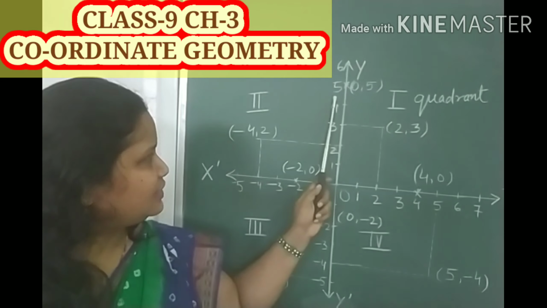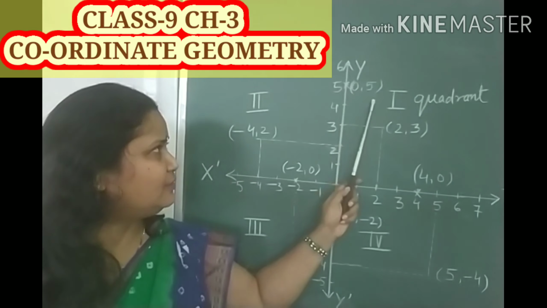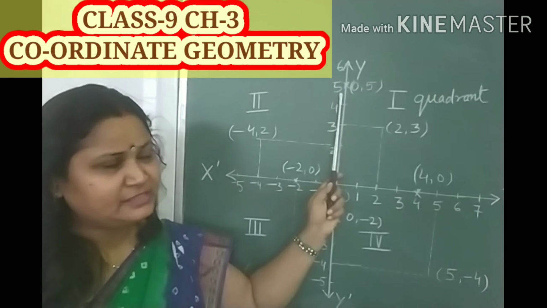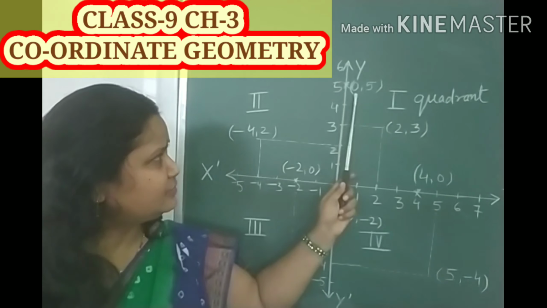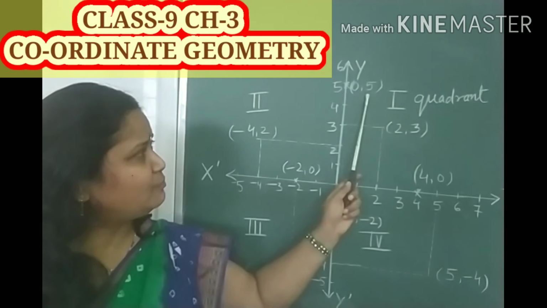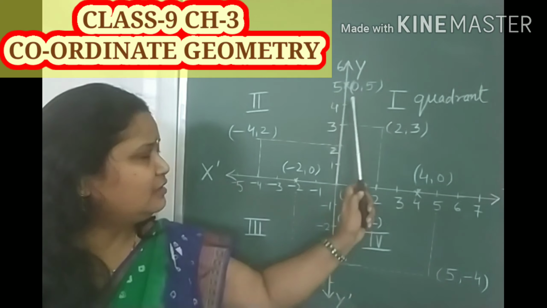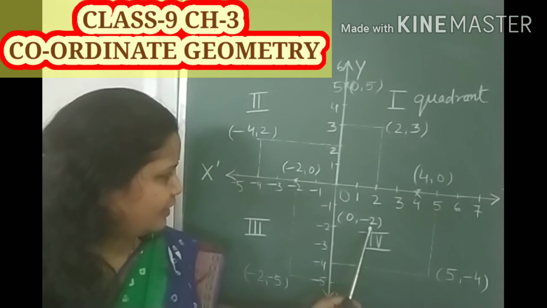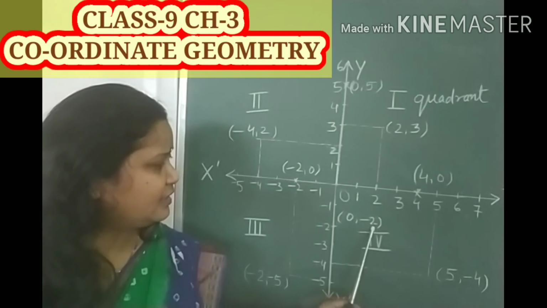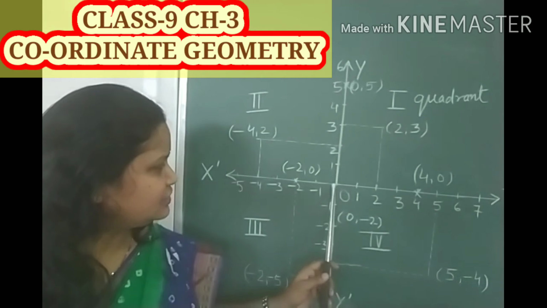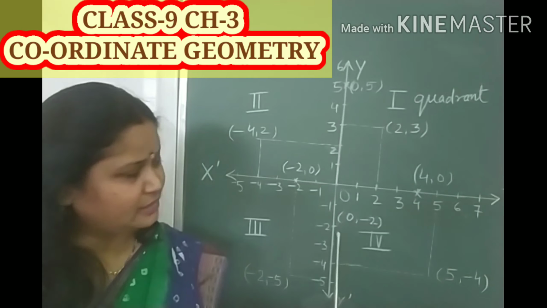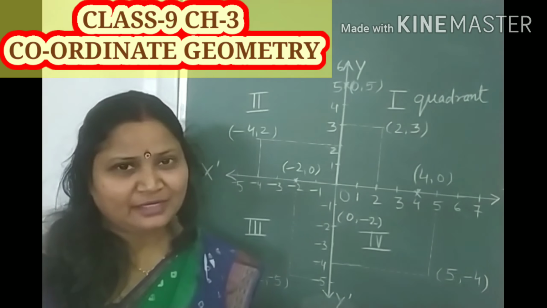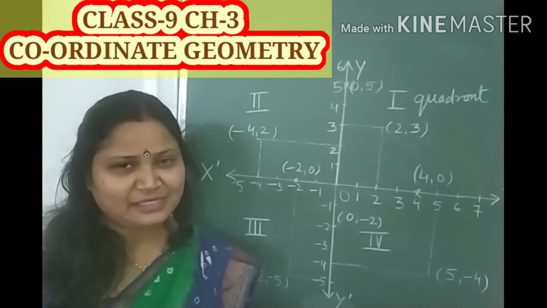Here in this example you can see the point (0, 5). This point lies on the y-axis because its x coordinate is 0, and its y coordinate is positive, so it lies above the origin. And here at this point (0, -2), the y coordinate is negative, so this point lies below the origin. So children, in this way you can represent any point in the Cartesian plane. Keep on practicing at home.